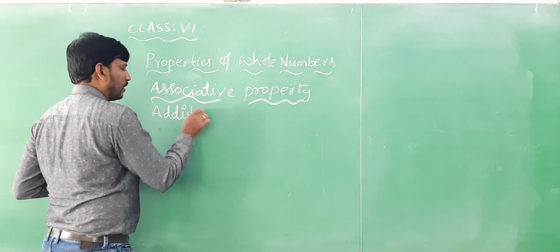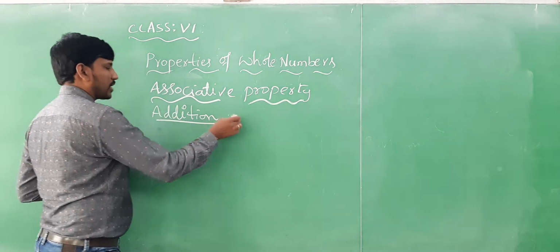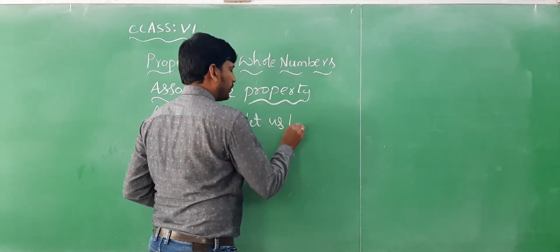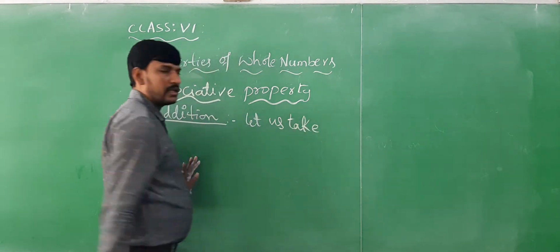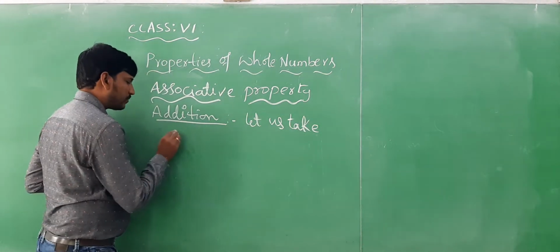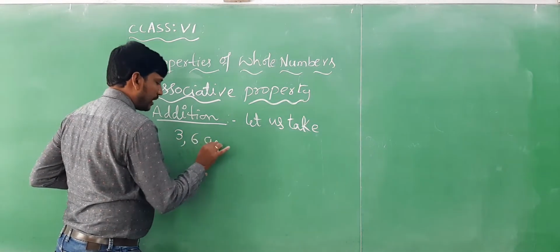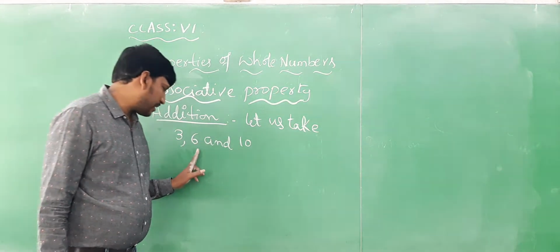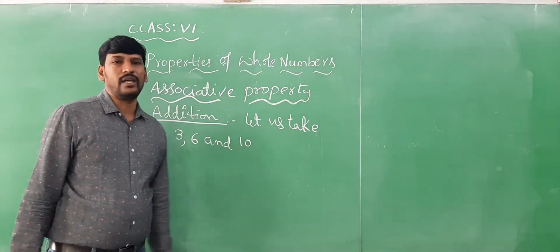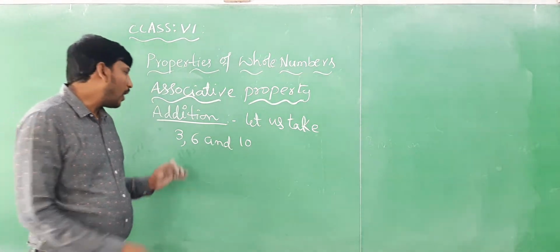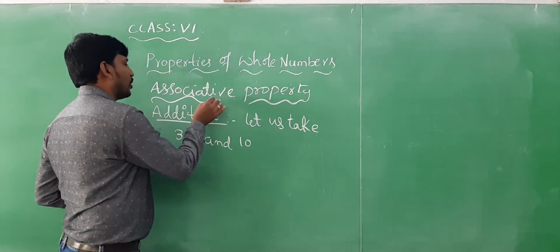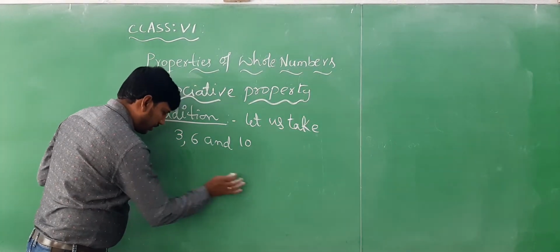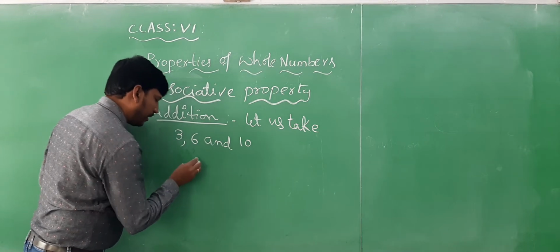Under addition and multiplication. Now, let us take any three numbers: 3, 6 and 10. 3 is a whole number, 6 is also a whole number, 10 is also a whole number. Right? So then how to check an associative property? This is a little bit different. See this here, look at clearly, listen carefully.